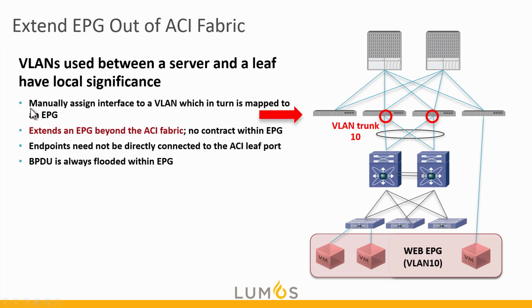Now we do have to do a manual assign to the interface using something called static binding, which we'll take a look at the configuration for in just a little bit. But they don't need to be connected to the ACI leaf port, no such thing. We'll talk about spanning tree and how that works in just a moment.